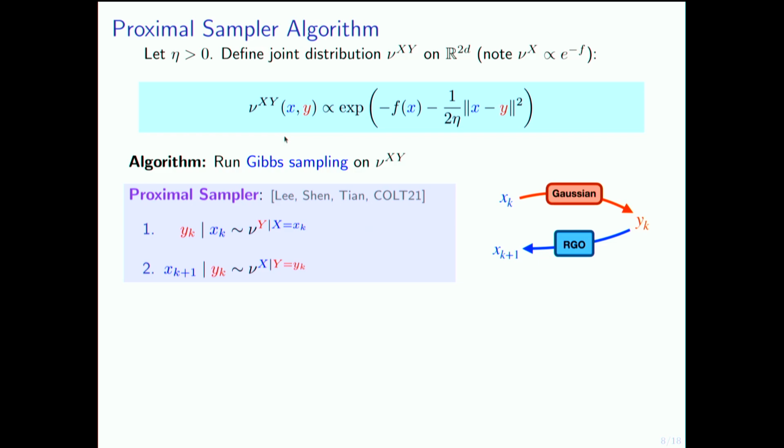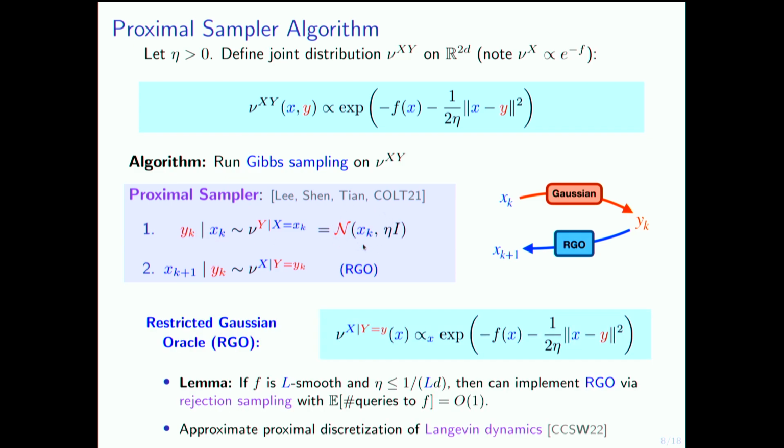So the proposal is, let's run an algorithm to sample from this joint, and the algorithm is Gibbs sampling. So this gives what's called the proximal sampler, which was proposed by Li, Shen, and Tian at COLT a few years ago. So it is a two-step algorithm. First, in the forward step, from x we draw y given x, and this part is actually easy. This part is actually Gaussian. And then in the second part, from y, we draw x given y from the conditional.